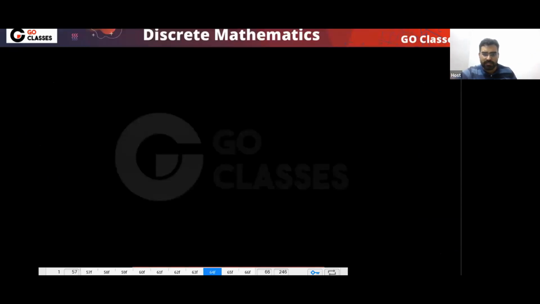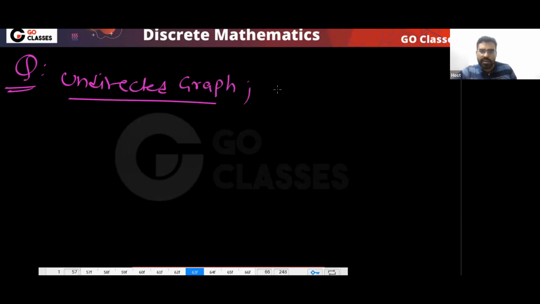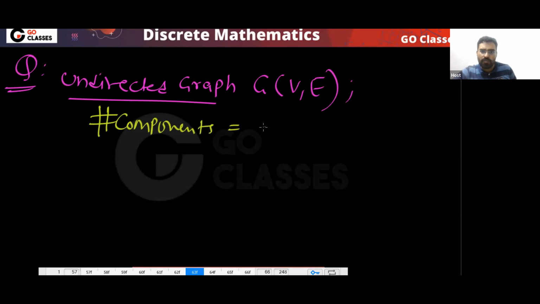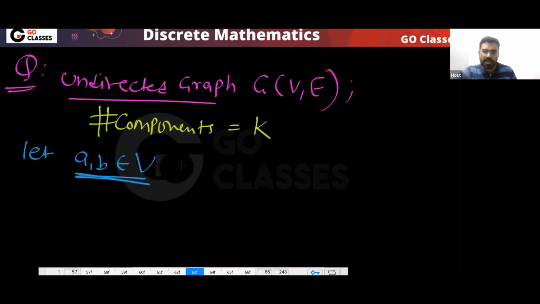Before this, let me ask you another question. If you have an undirected graph G, with a number of vertices and a number of components, let's assume the number of components is K. Let A, B be two vertices in this G such that they are not adjacent, meaning there is no edge between them. Now we add this edge.